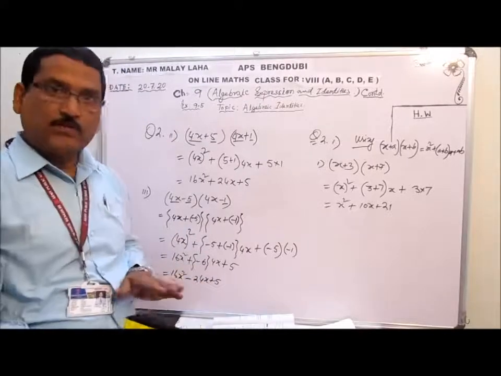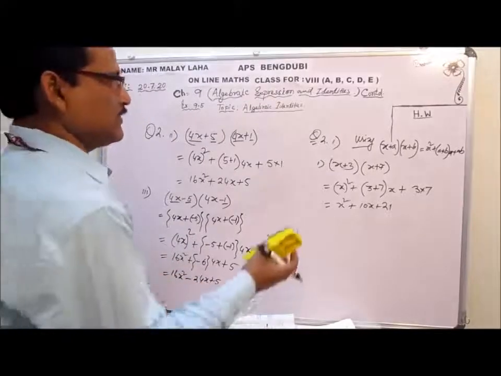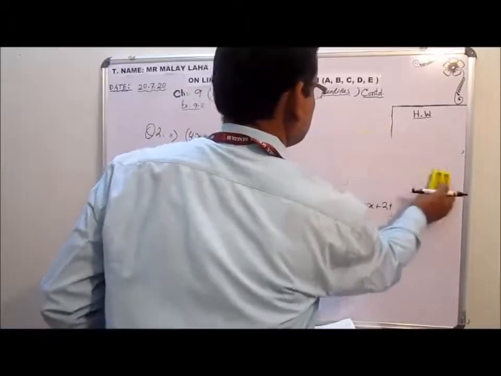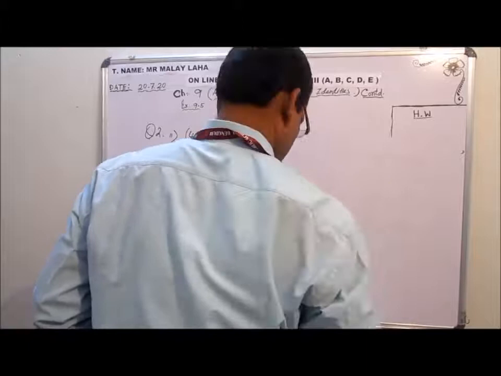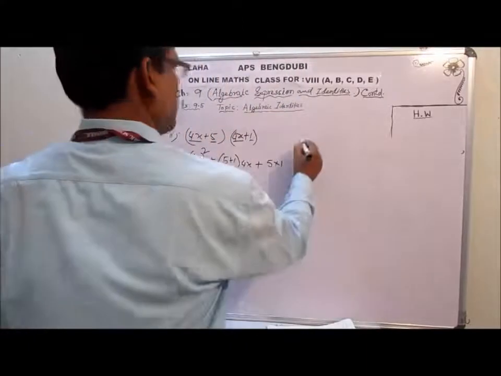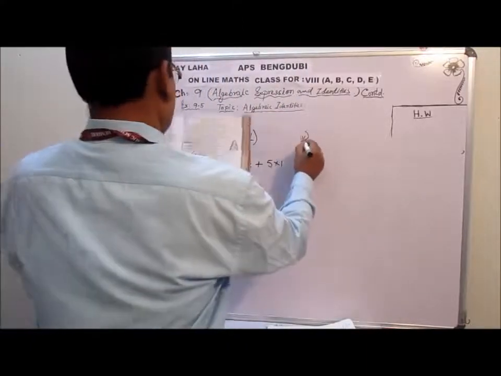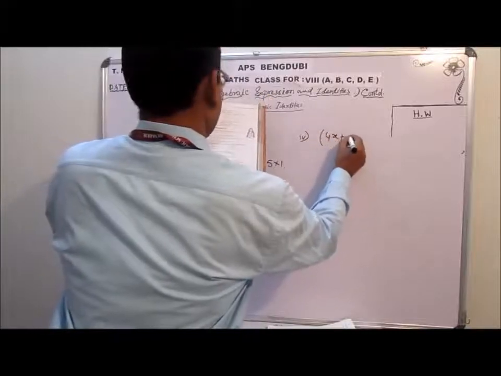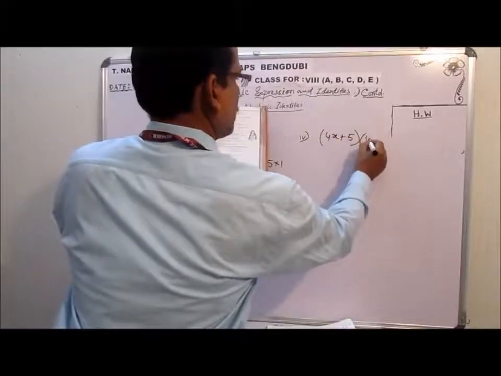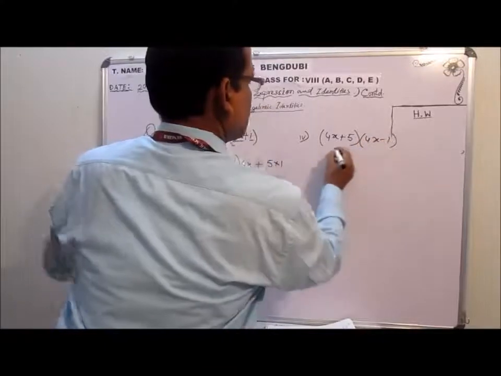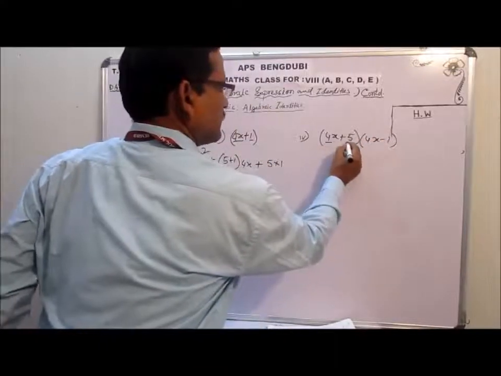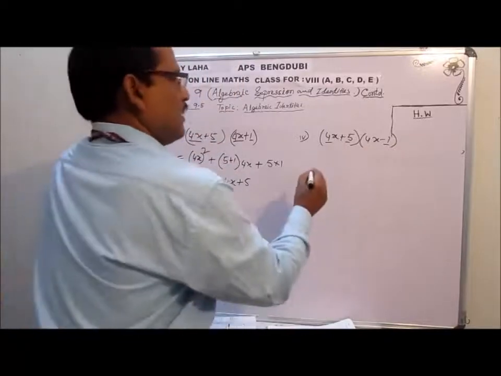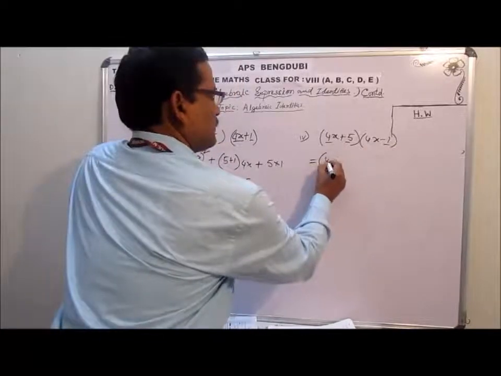Next question. Negative sign is there but not in both, only in one case. So question number 4, you see: (4x + 5) into (4x - 1). So this is x, this is a and this is b. Using the same identity, how can I write it down? X square means (4x) square.